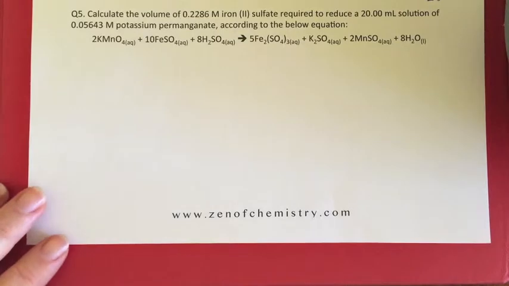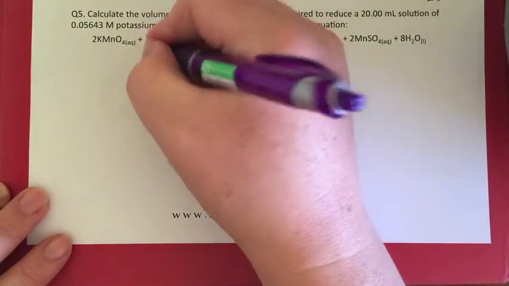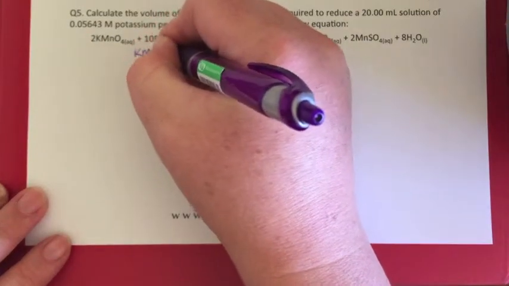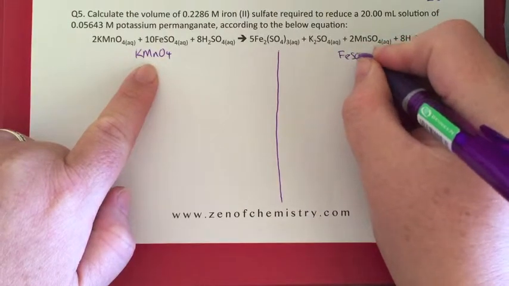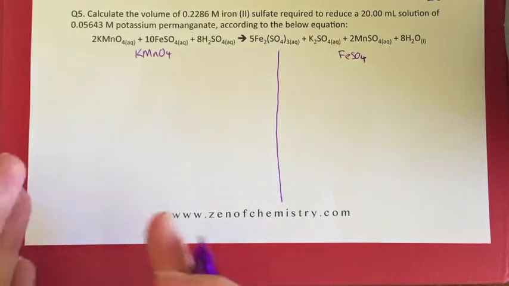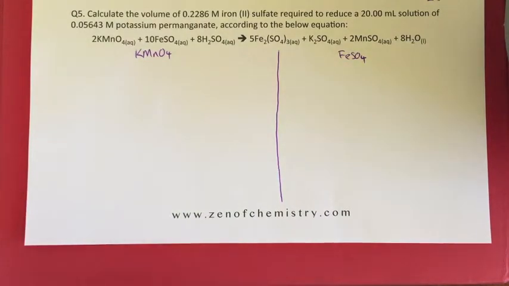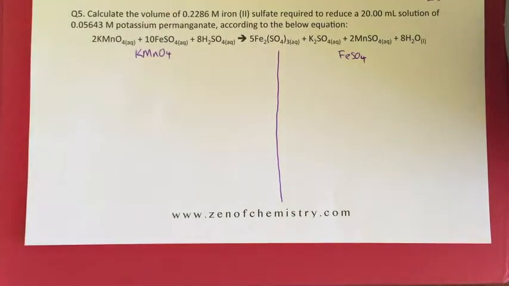So what we're going to do, we're going to split the page into two. We're going to do our potassium permanganate equations on this side, and then our iron sulfate calculations on this side. Normally I do them directly underneath what you're trying to calculate, but it's just going to get too squishy with two ones over here. So let's look at what's in our question.